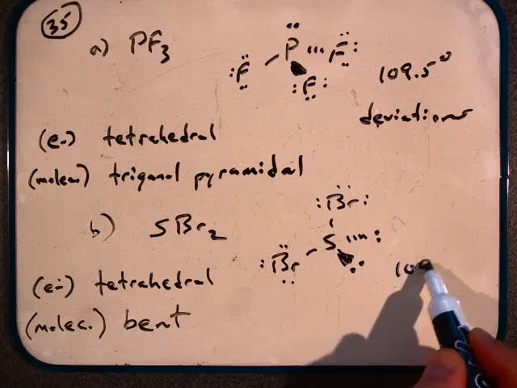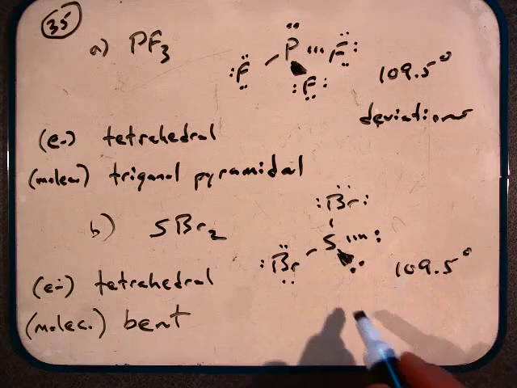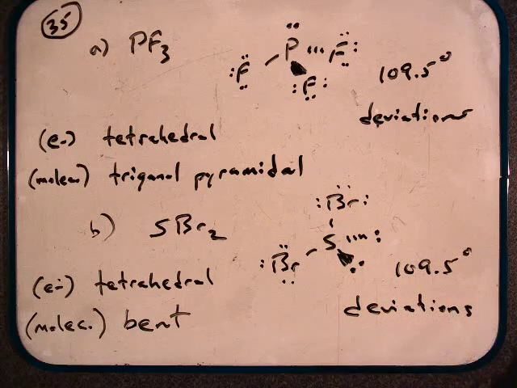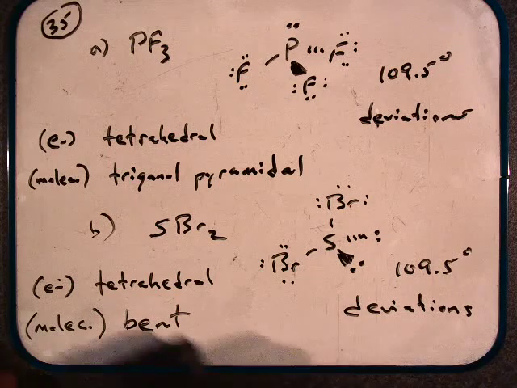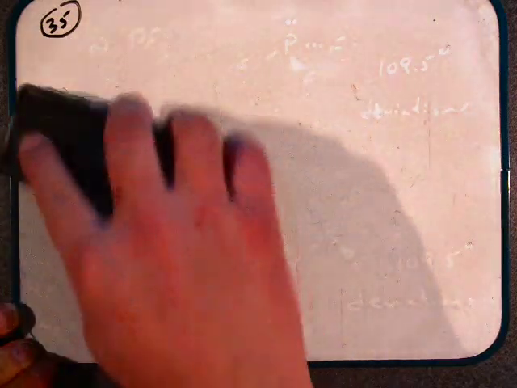We would still expect angles of 109.5 because of that tetrahedral electronic geometry, but because of now the two lone pairs, we would still see deviations. Remember, the more lone pairs that we have, the more of a deviation we're going to see, because lone pair forces of repulsion, because they're electrons, are greater than bonding pairs and their repulsive forces. So that's part A and part B.